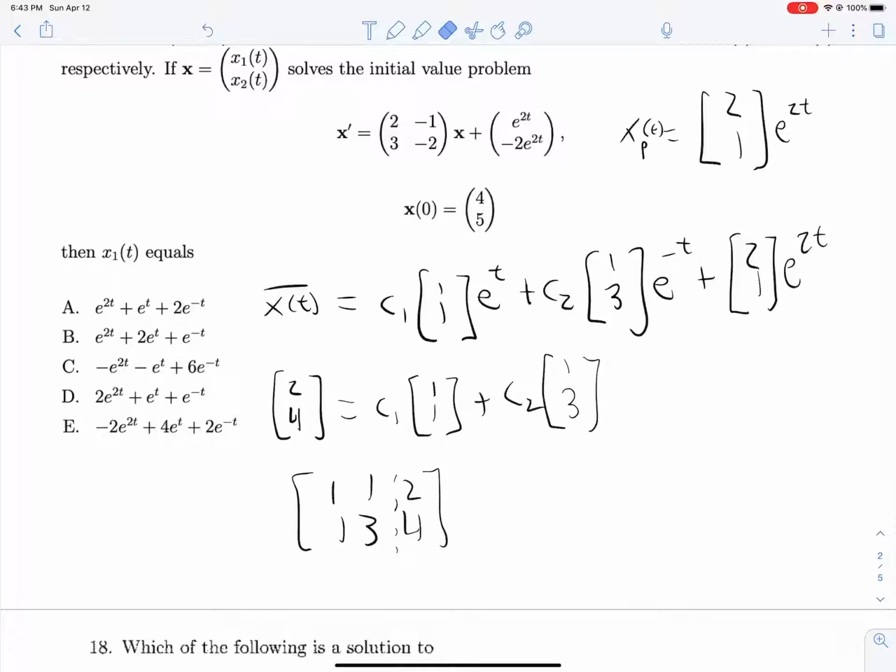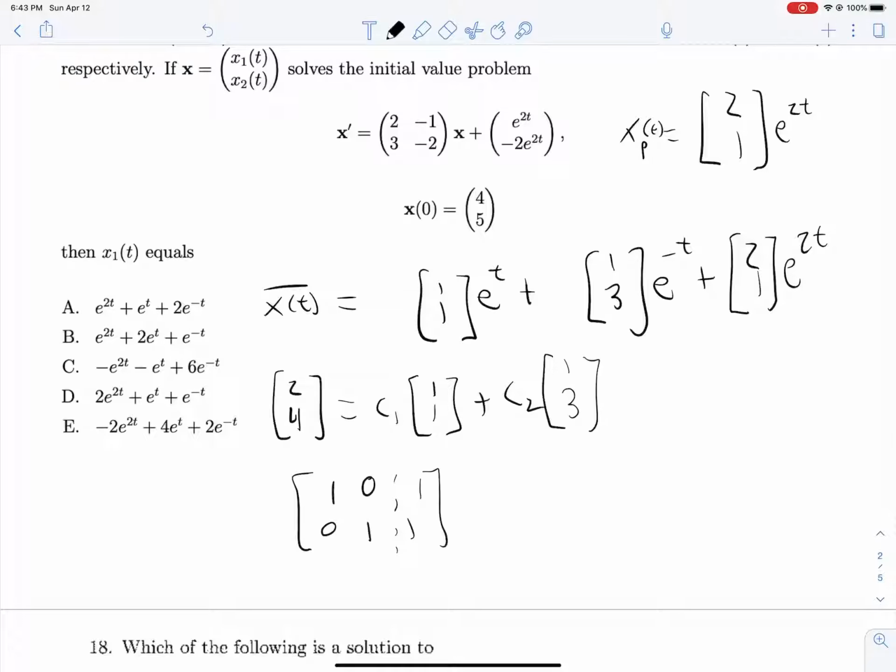We can subtract row 1 from row 2, get 0, 2, 2, simplify this row to 0, 1, 1, subtract it from the top row, and we see that both c1 and c2 are equal to 1. And they are looking for x of t. Well, that's just going to be x1 of t, where x is composed of x1 of t on the top and x2 of t on the bottom.